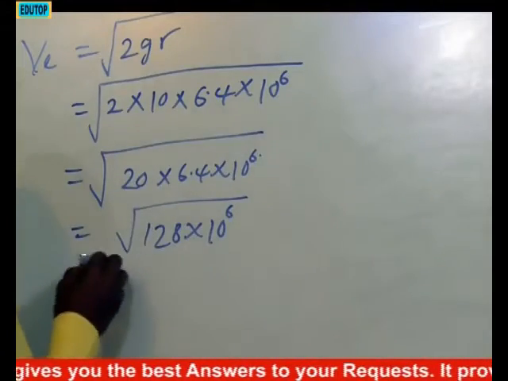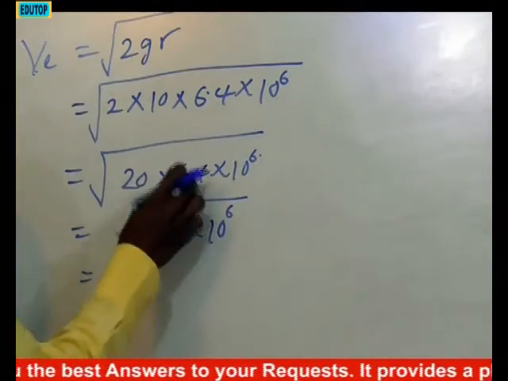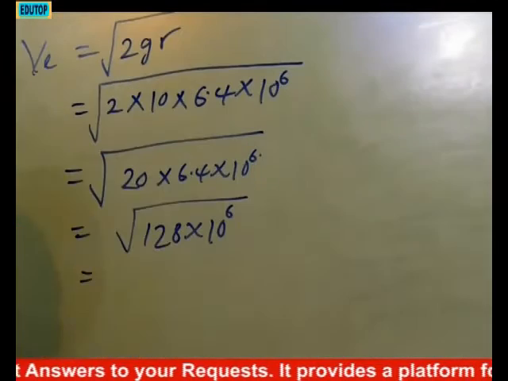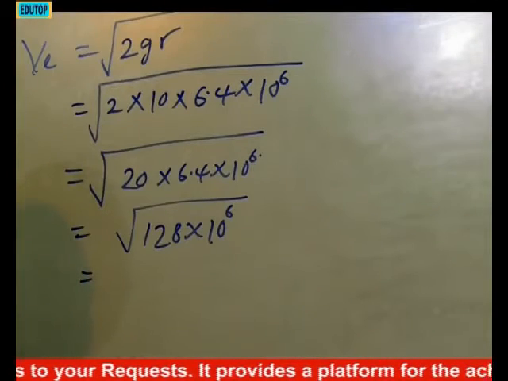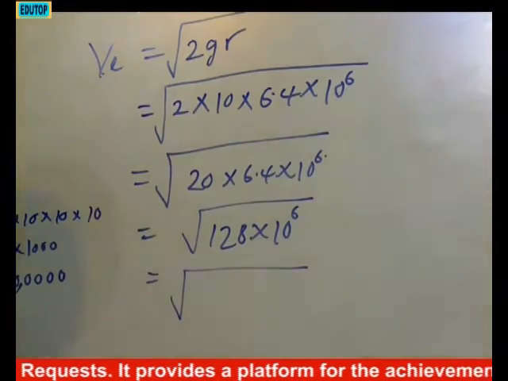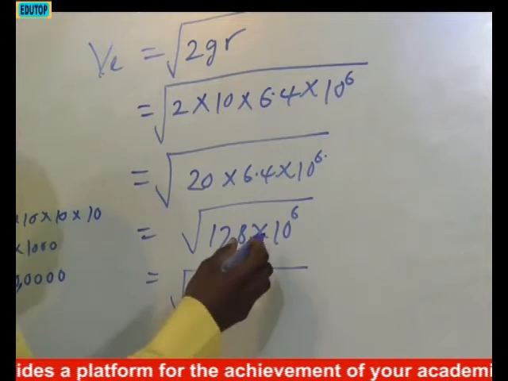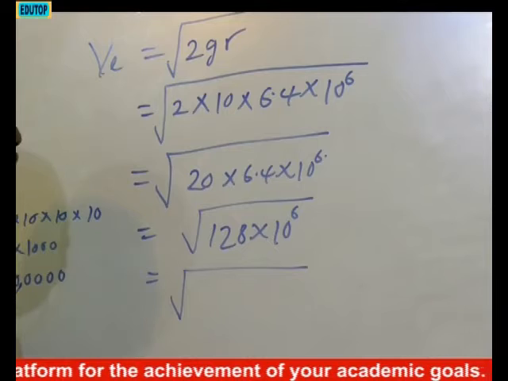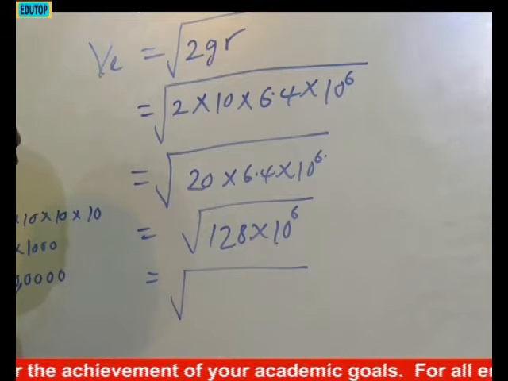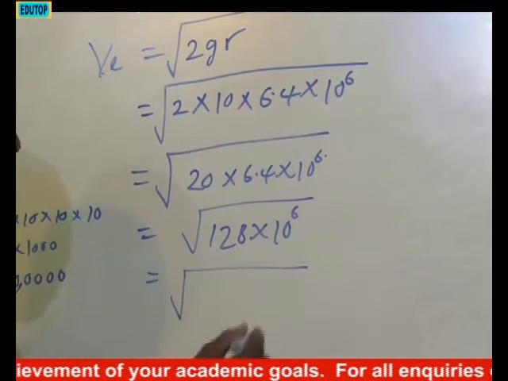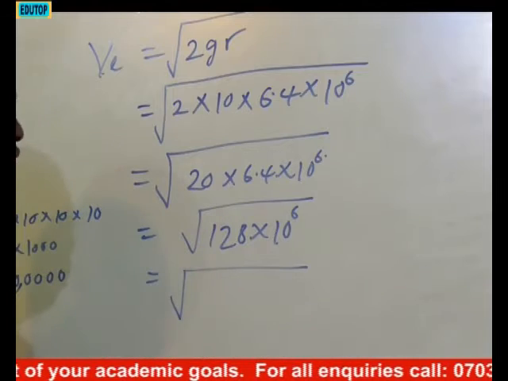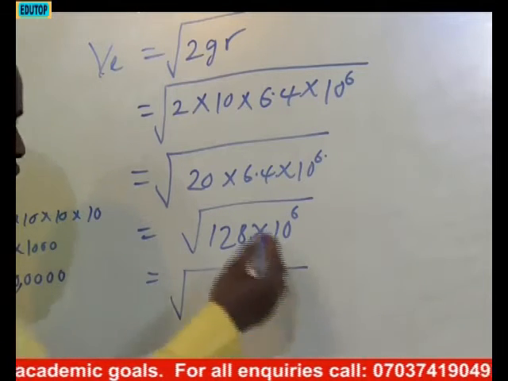Raised to the power 6 square root. 20 times 6.4 gives us 128 times 10 raised to the power 6, whereby 10 raised to the power 6 will give us 1 million. That is 10 times 10 times 10, 10 in 6 places, in multiplication form will give us 1 million.